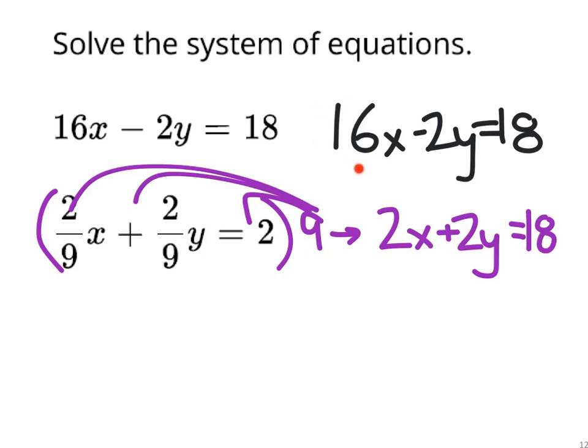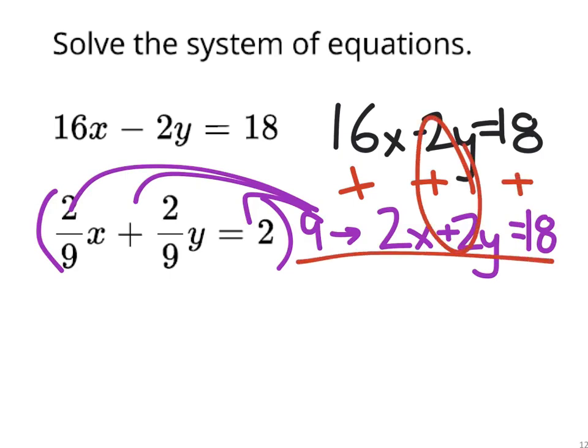I mean, 16 is a multiple of 2, so manipulating this one would be pretty easy. But you should at least check the y's just to see if that one's easy. And it is, because both of the coefficients of y are opposites right now, which means, once again, if I add the two equations together, it will eliminate the y's. It's going to zero those out, right? Negative 2y plus 2y, 0 y's. So 16x's plus 2x's, that's 18x's. And 18 plus 18, that's 36.